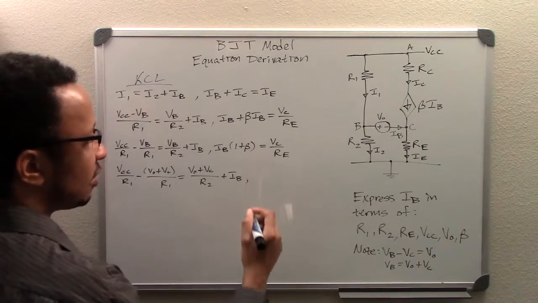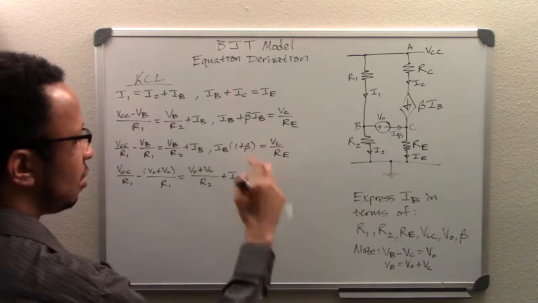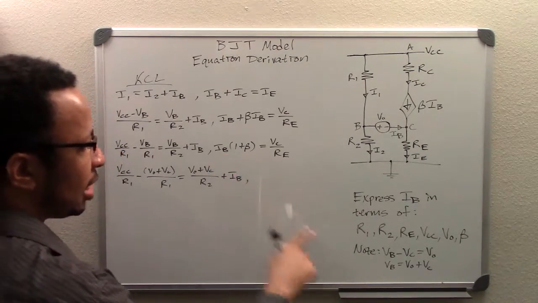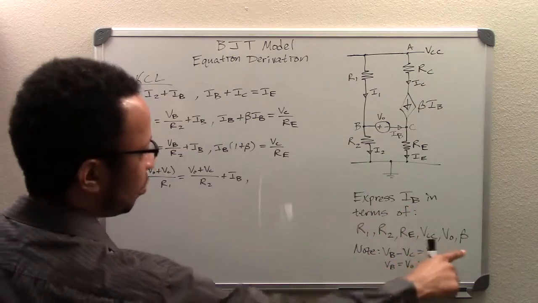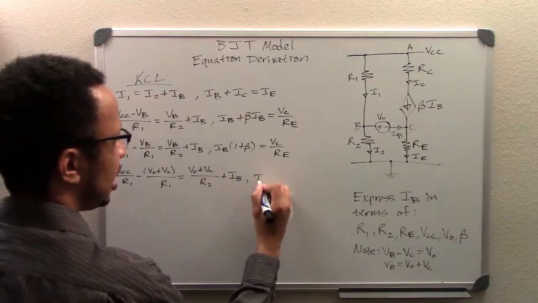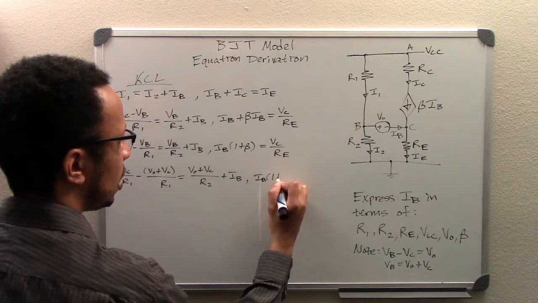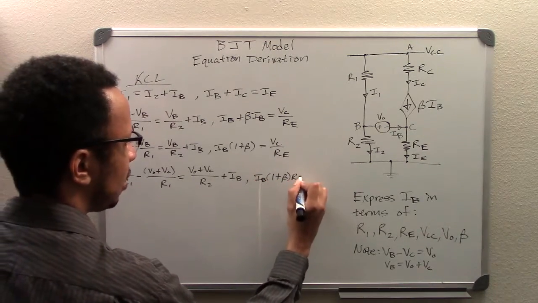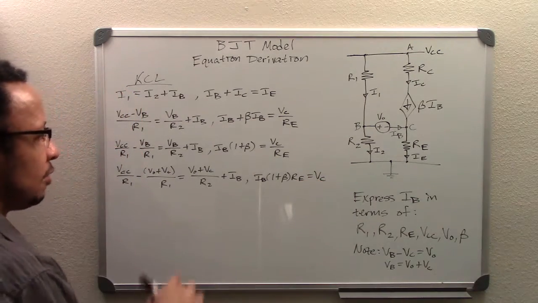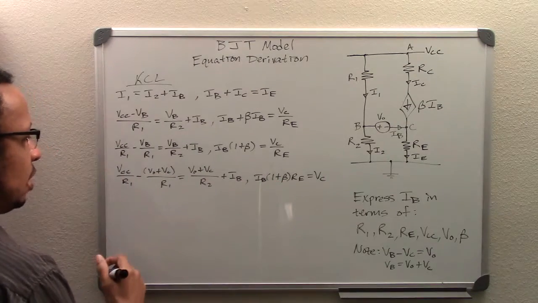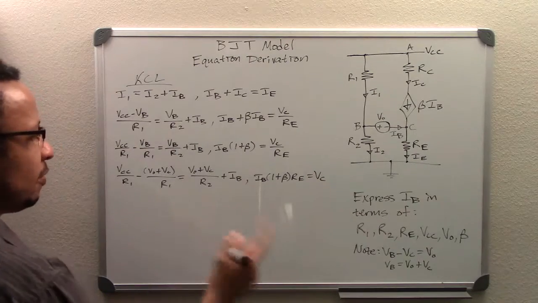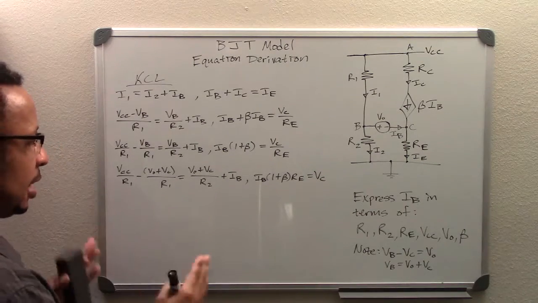So I'm going to state VC in terms of these variables here, which are things that we do want in our equation. IB, beta, and RE are there. So now we have IB times 1 plus beta times RE equals VC. And that's the very next step. We'll make the substitution for VC, but before we do that, let's expand a little bit more.